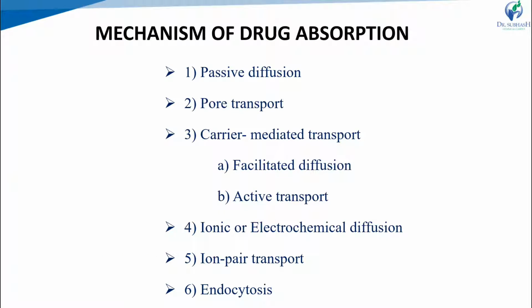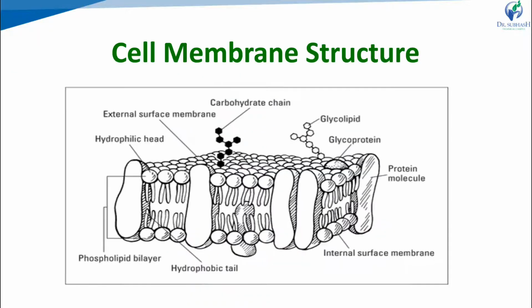Based on these three broad categories, we further classify drug absorption mechanisms into six categories: passive diffusion, pore transport, carrier mediated transport, which is further classified into facilitated diffusion and active transport, ionic diffusion, ion pair transport, and endocytosis. One by one we will see the mechanism of drug absorption.